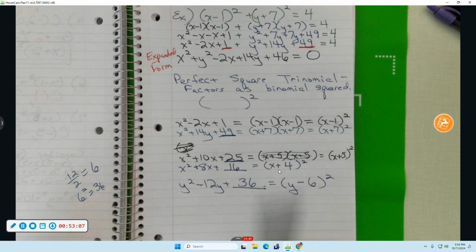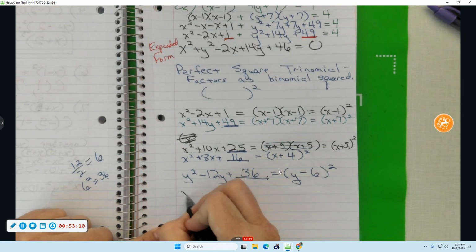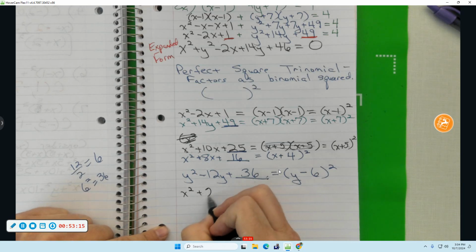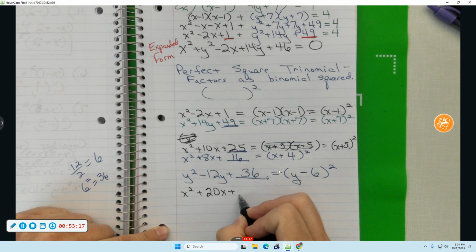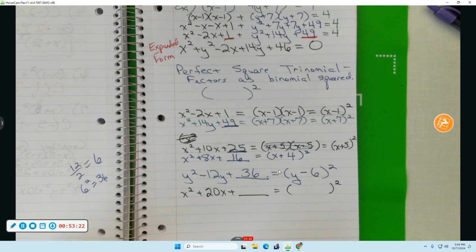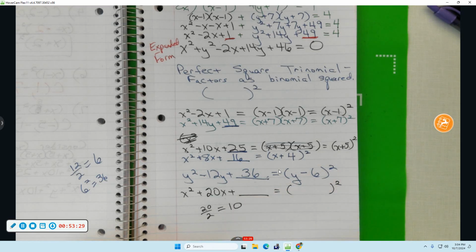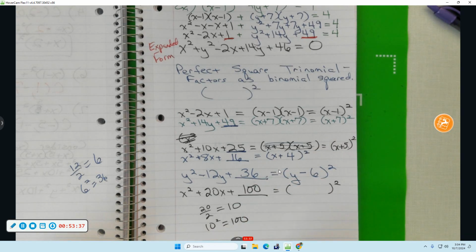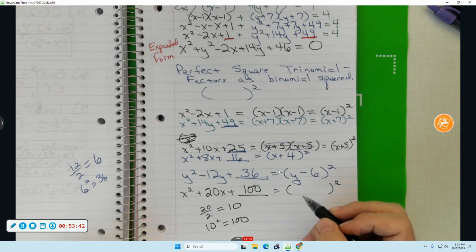What about this one? Suppose we had x squared, let's say, plus 20x. What number would I have to put there to make a perfect square trinomial? 100? I think you're right. You take half of 20, that's 10, and then 10 squared is 100. So that blank there would be 100. How is it going to factor inside these parentheses? Call it out.